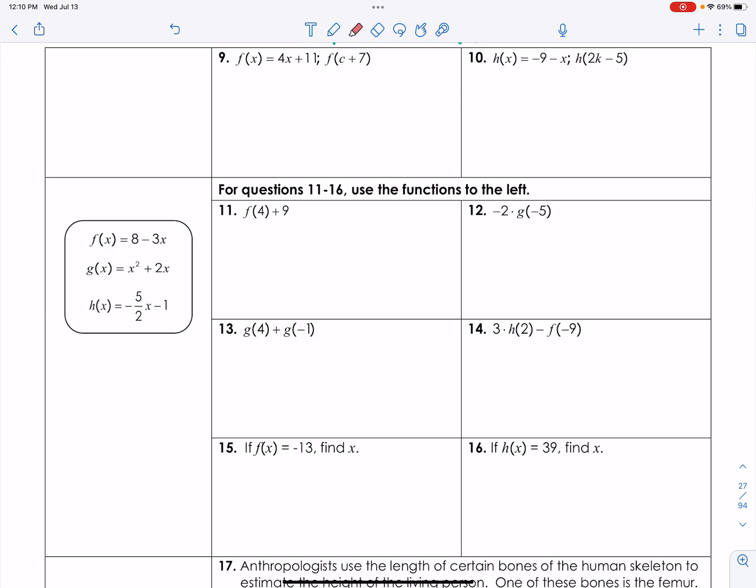So now this is not asking to put in a number. You're not going to get a number for an answer. You're going to get something with a C in it. So you're getting C plus 7 plus 11. So we did these in a past unit. So I'm going to multiply in by 4. So I get 4C plus 28 plus 11. So my answer is just 4C plus 39. You can't do anything else with this question.